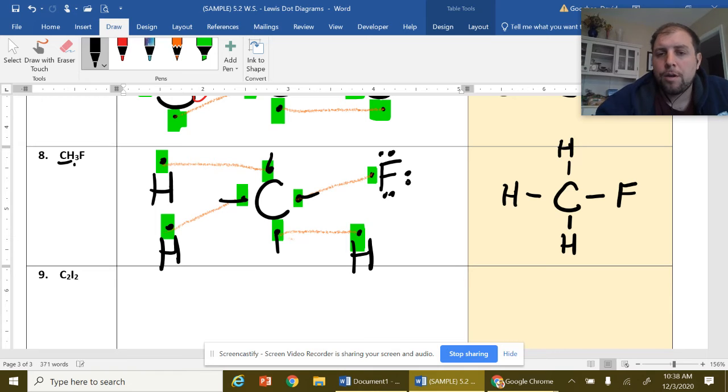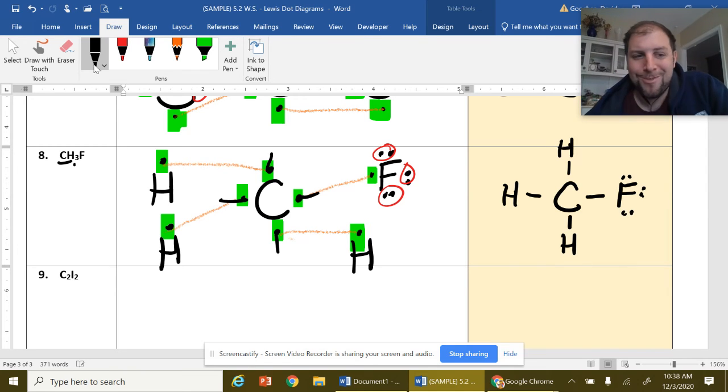All right. Now, got to remember that I have to draw on these unpaired electrons or these lone pairs. All right. So here we go. 1, 2, 3, 4, 5, 6. Okay. Not so bad. That one was actually pretty straightforward. 2 more practice ones. All right.